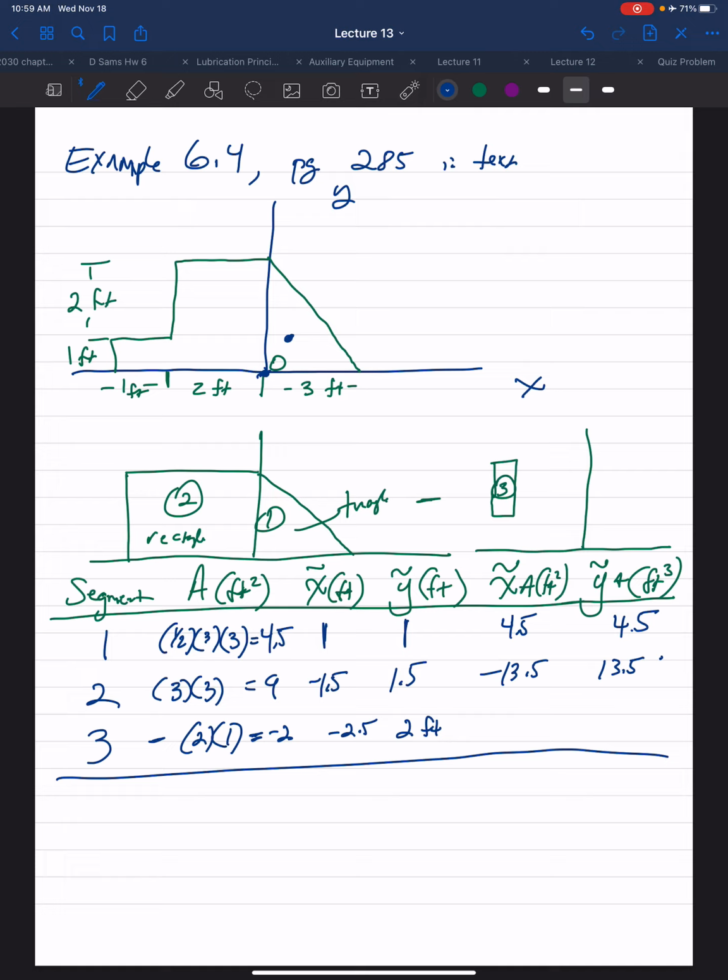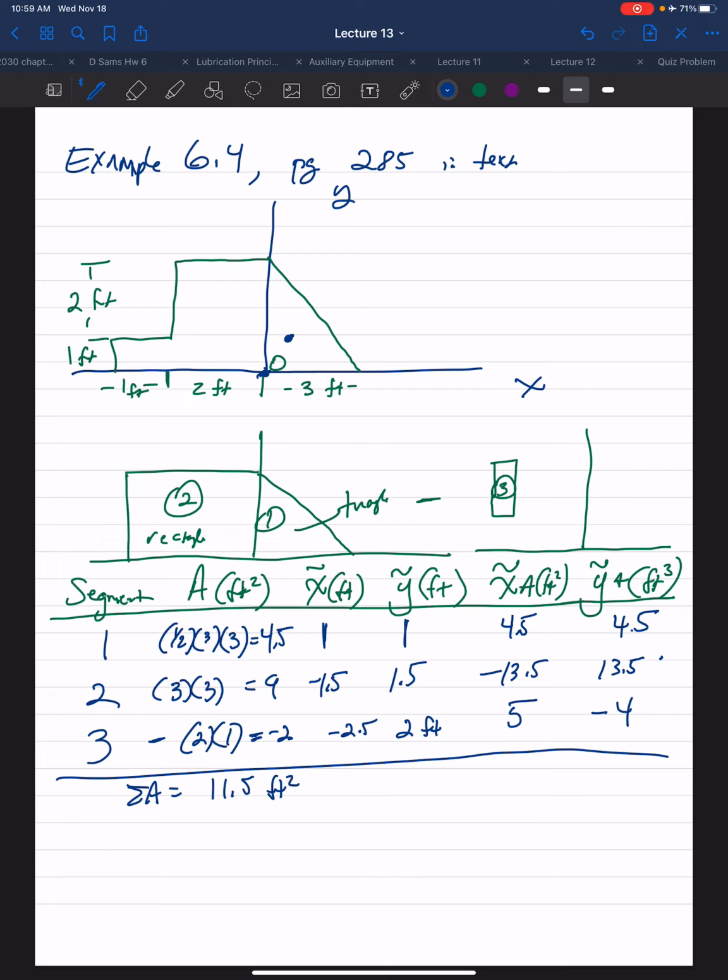Multiplication should be 5. Here would be negative 4 cubic feet. So now we have to get our totals. So the sum of A will be the sum of all these, 4.5 plus 9 minus 2. So this comes to 11.5 square feet.